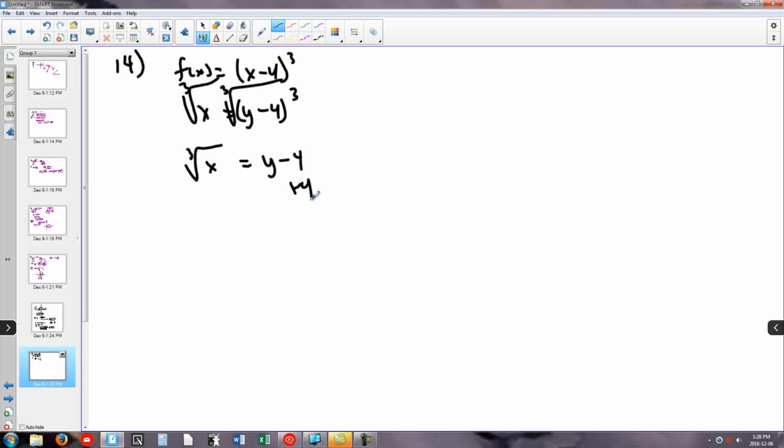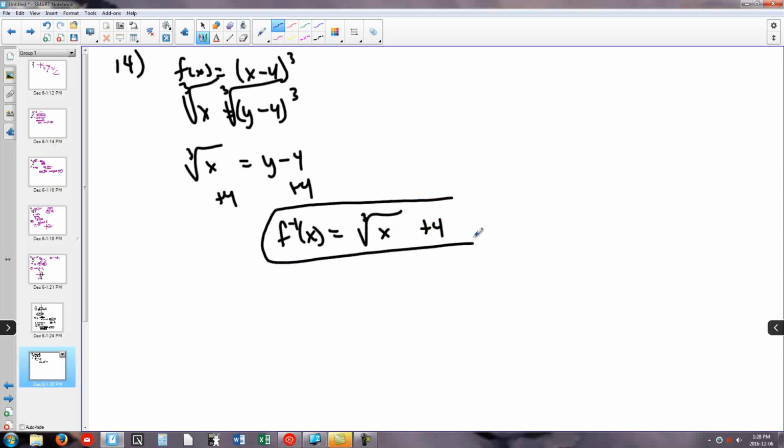To finish, I'm just going to add 4 so that I can say the inverse function of f is the cube root of x plus 4, with the plus 4 outside of the cube root.